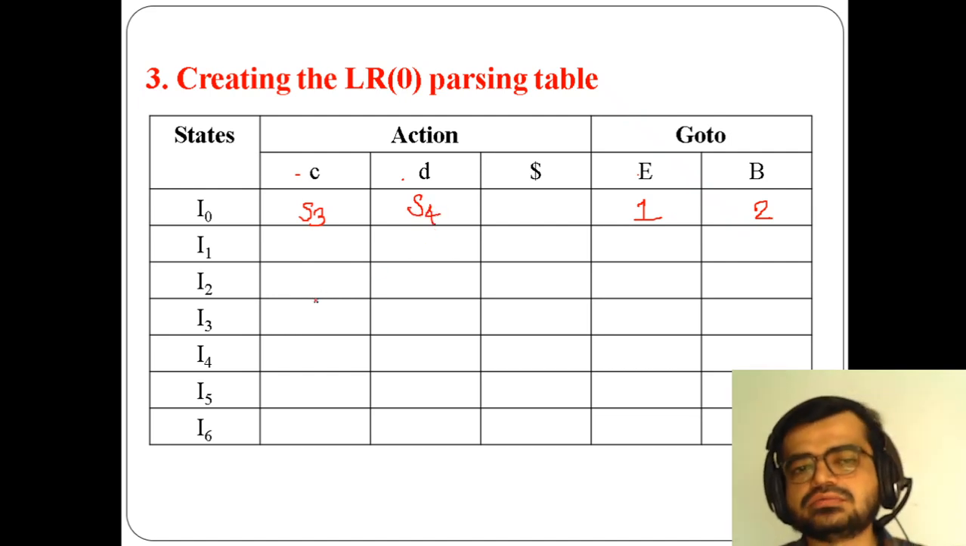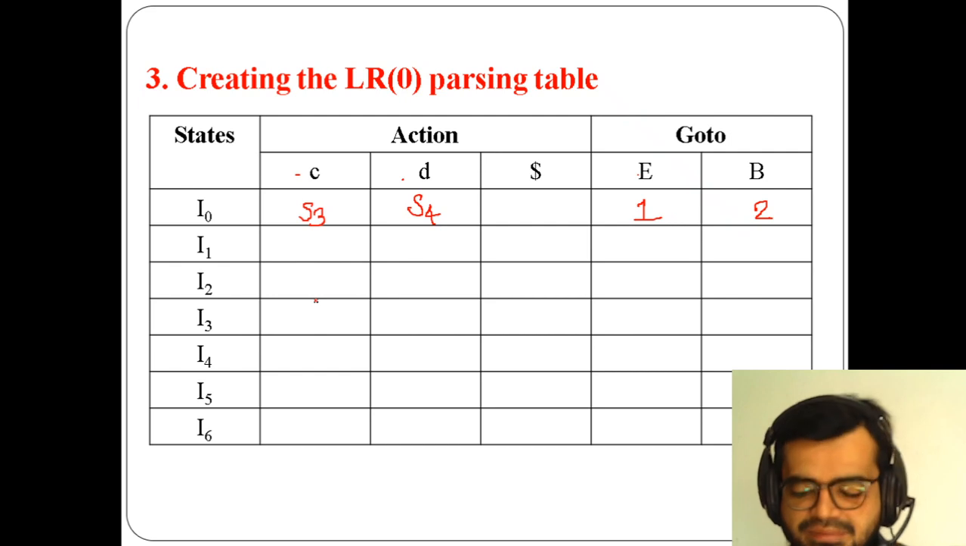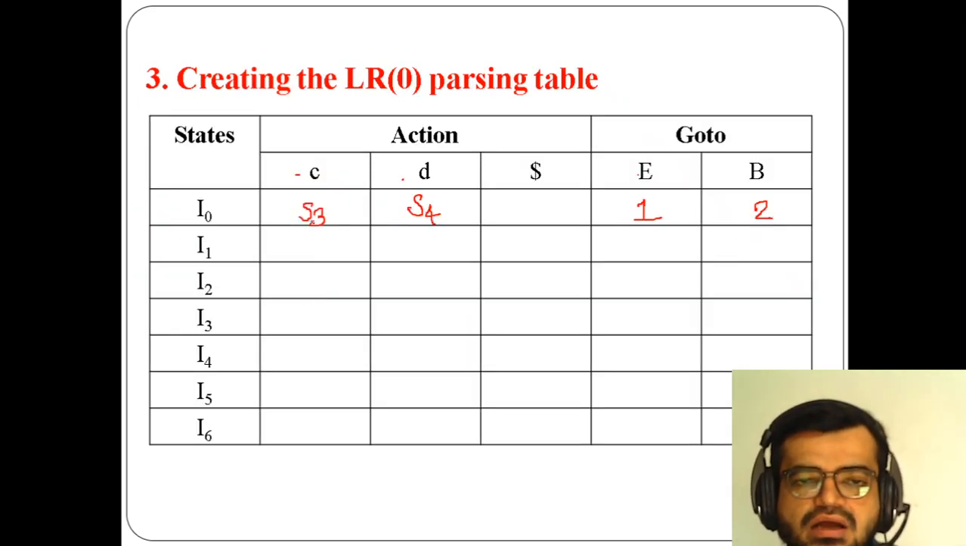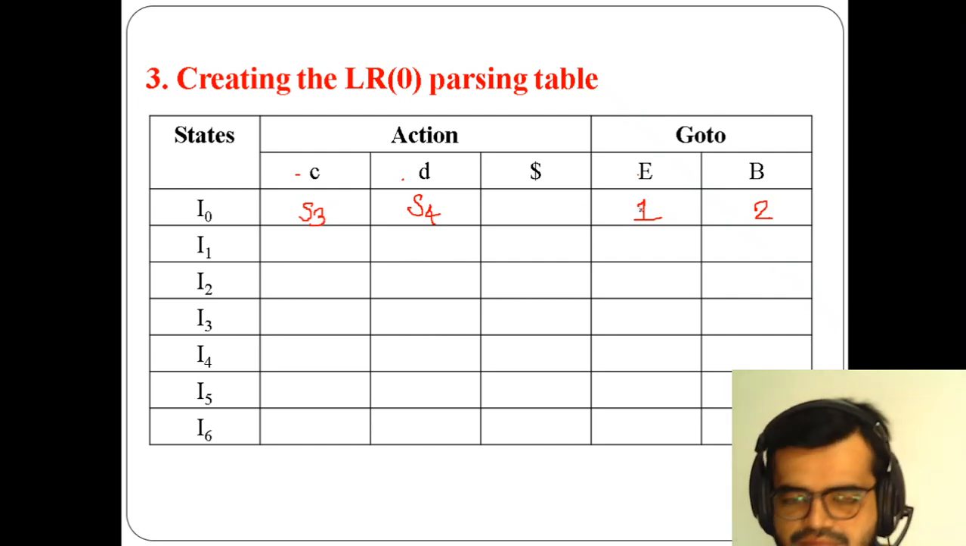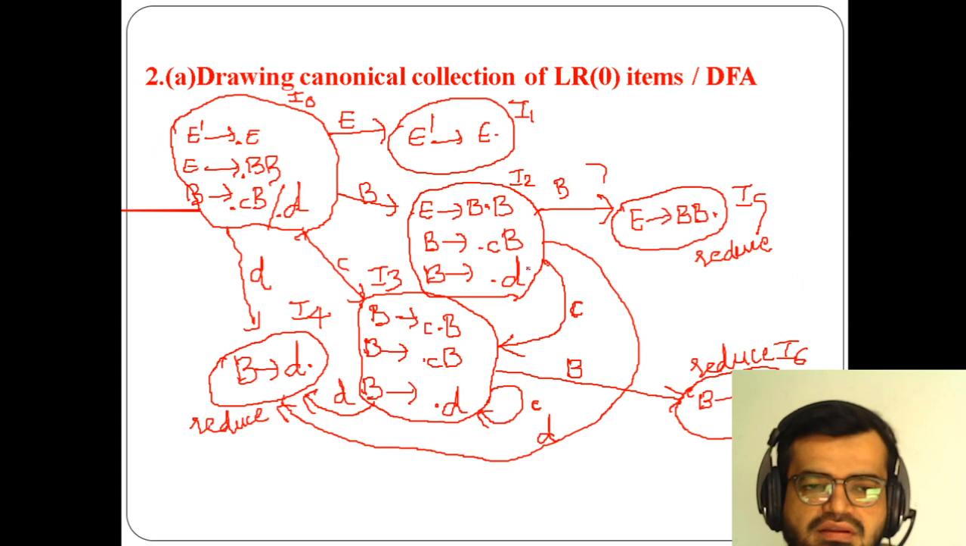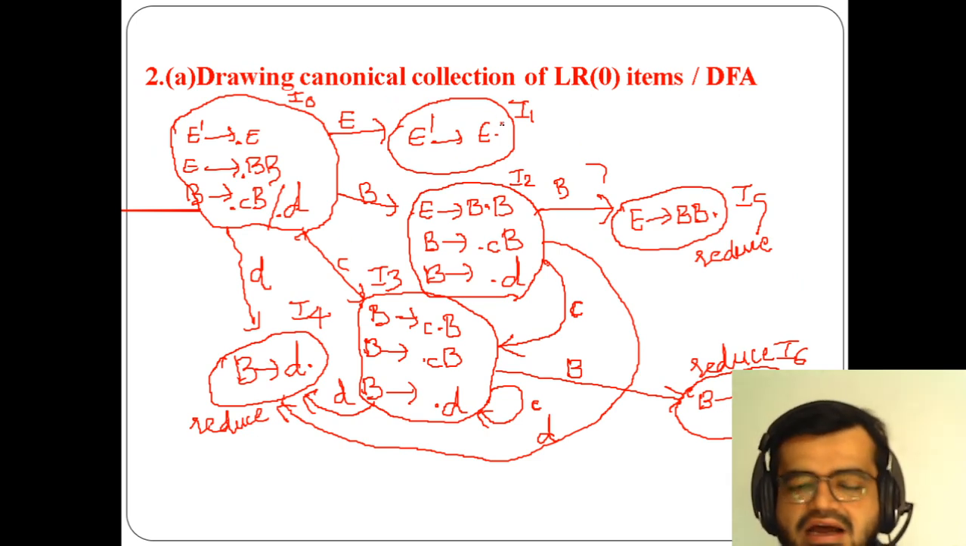Okay, now I0 is completed, because in I0 it is going out towards 4 positions: C, D, E, B. So E, B, C, D are completed. Now I1. I1 is not going anywhere, so we need to leave I1.